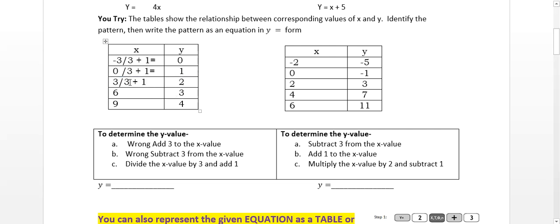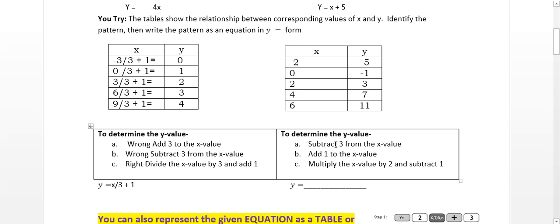3 divided by 3 is 1, plus 1 equals 2. 6 divided by 3 is 2, plus 1 is 3. And 9 divided by 3 is 3, plus 1 is 4. So it appears that C is the correct answer here. So to write that as an equation, we're going to write x divided by 3, and then we're adding 1 to it. Alright, so let's go to our second example.